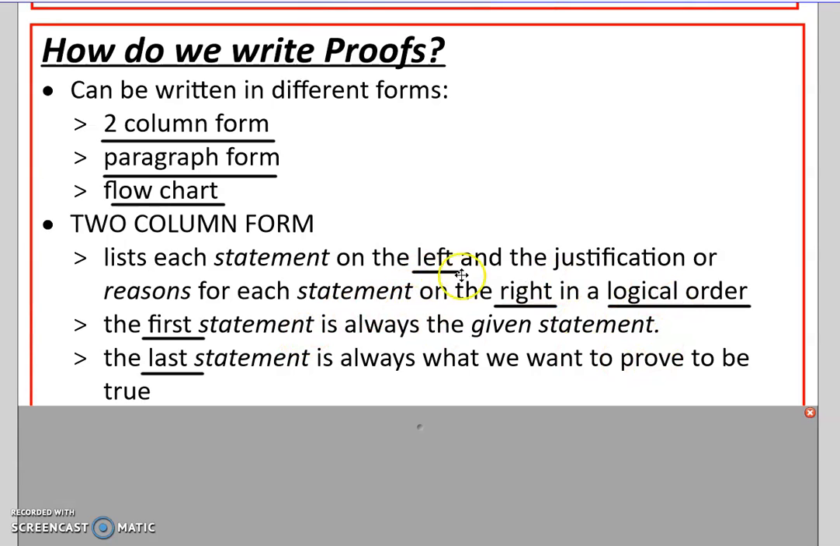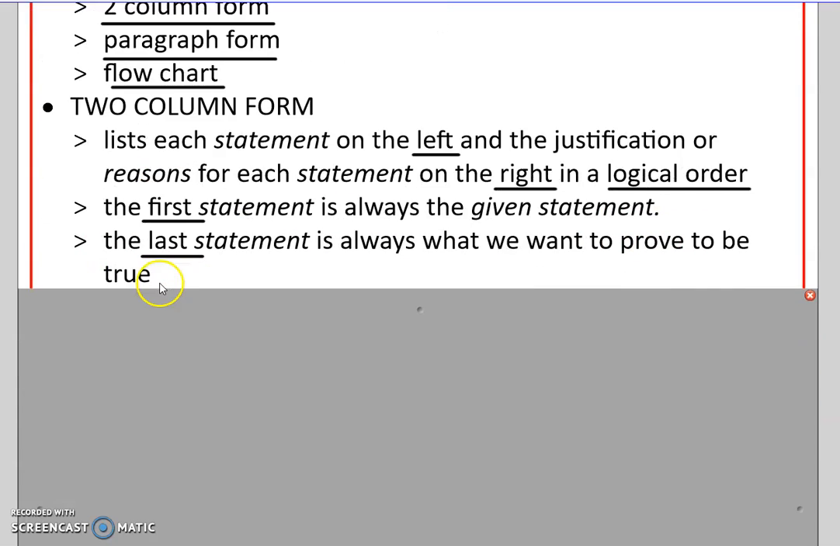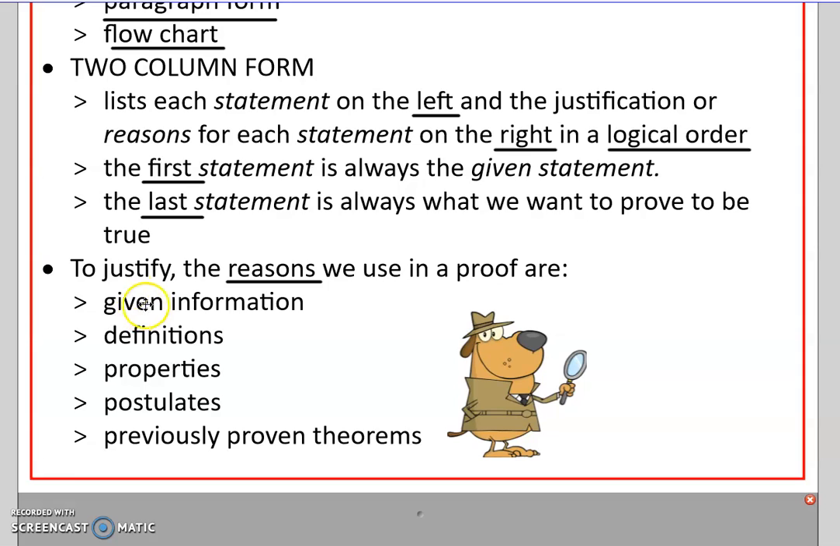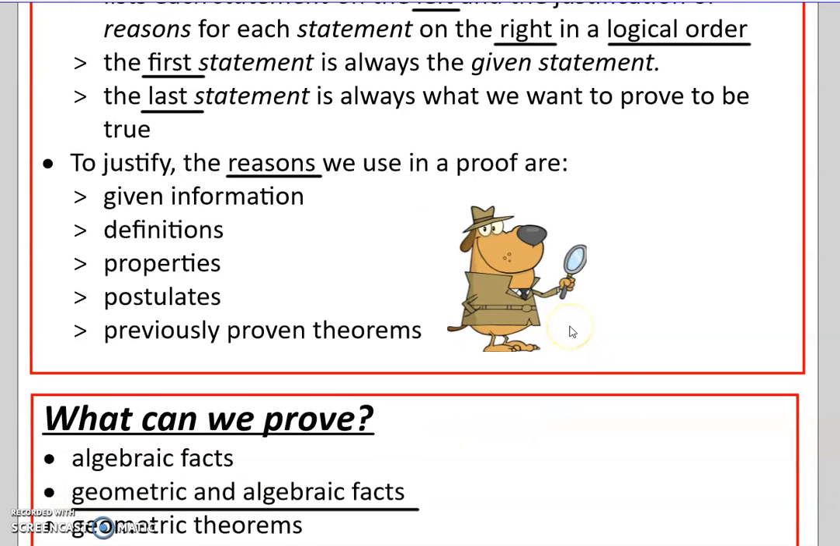The reasons, right? The reasons in our right column. What can those reasons be? Now, those reasons can be given information, what we're given is true, definitions that we've been learning so far, properties and postulates that we've been learning so far, and theorems, okay? And what are we doing all this work to prove? We can prove tons of things. We can prove algebraic facts. That's what we're going to start with. Those are our favorite. We are going to prove geometric and algebraic facts together. Those are also pretty fun. And then in 2.6, we're going to do geometric theorems. Okay? Tons of things that we are going to be proving.